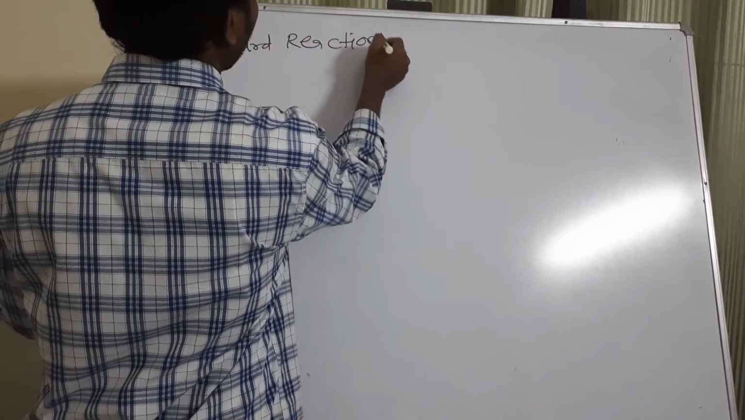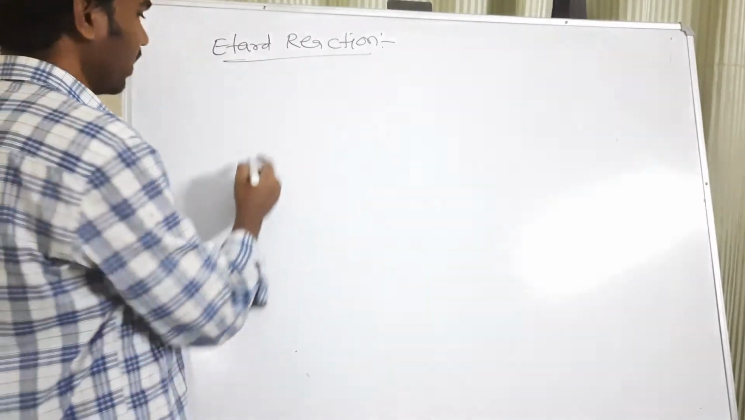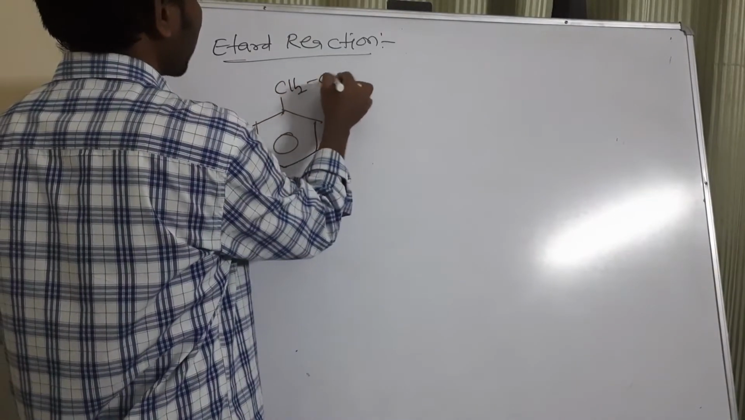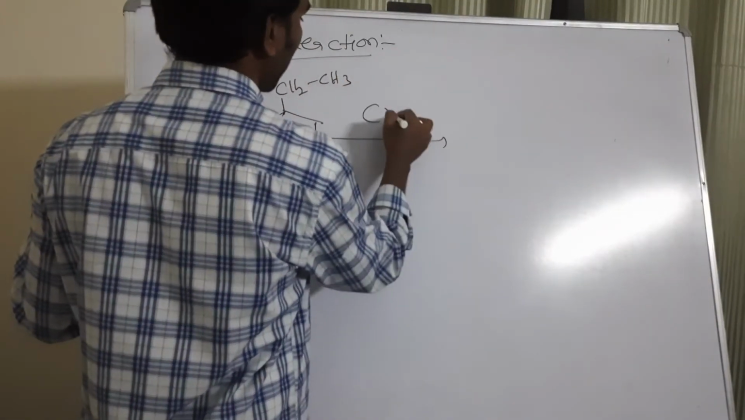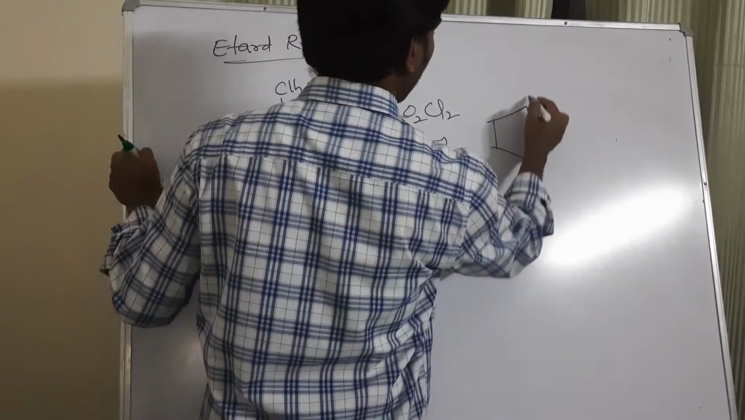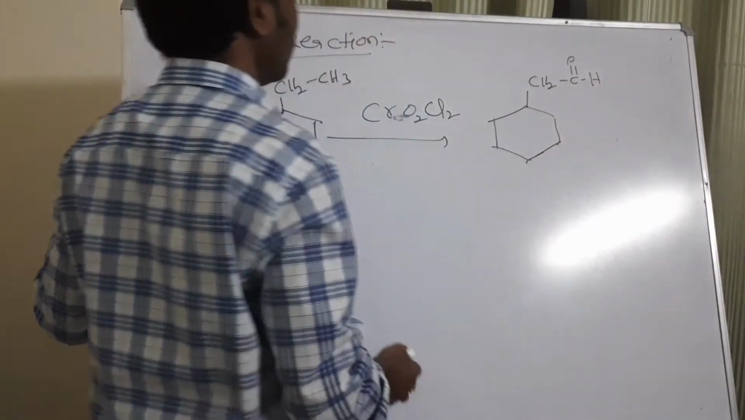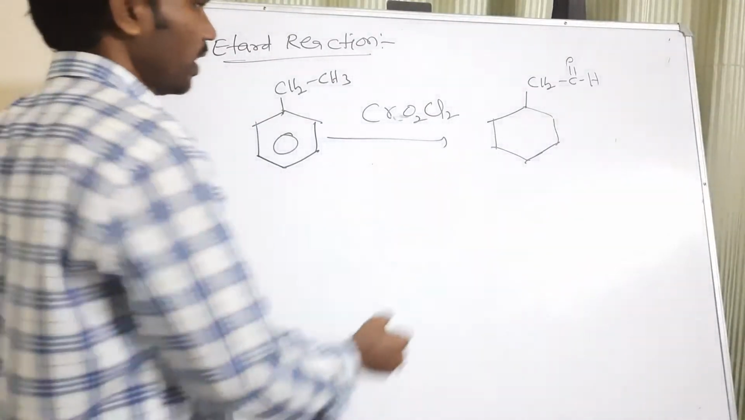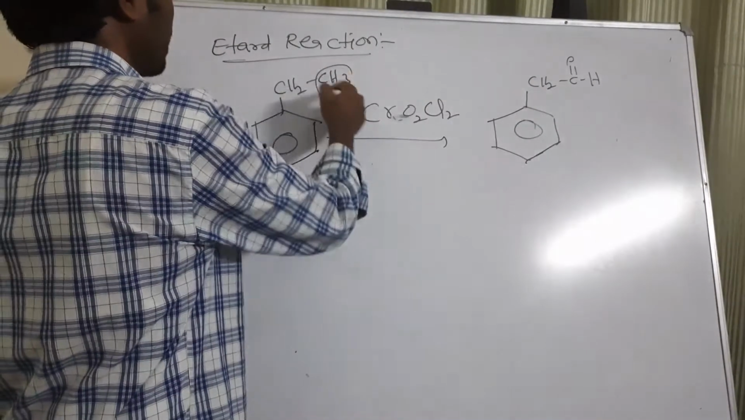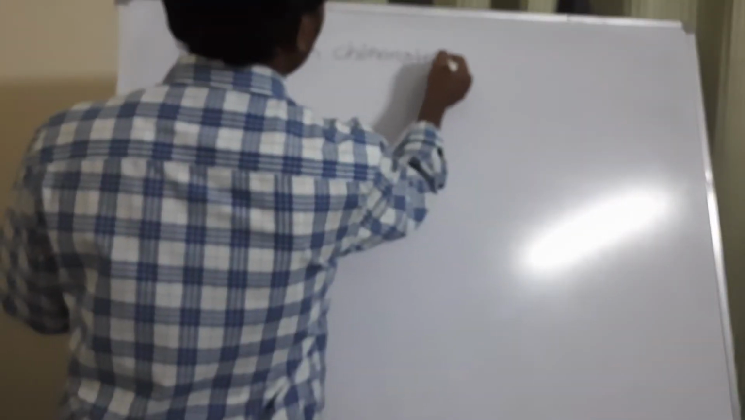So in this Etard reaction is also one of the best methods for the preparation of aromatic aldehyde. So for this I am taking ethyl benzene. So here CH2CH3 is there. So when it is reacting with chromyl chloride CrO2Cl2, then it will form 2-phenyl ethanol. So this is Etard reaction, very simple, only the terminal carbon undergoes oxidation.